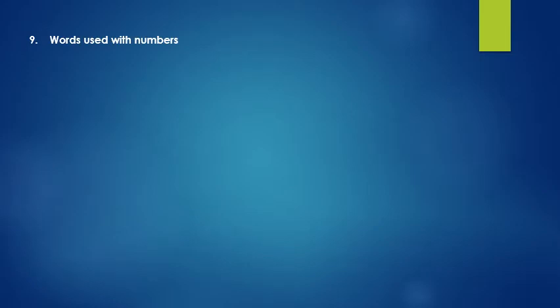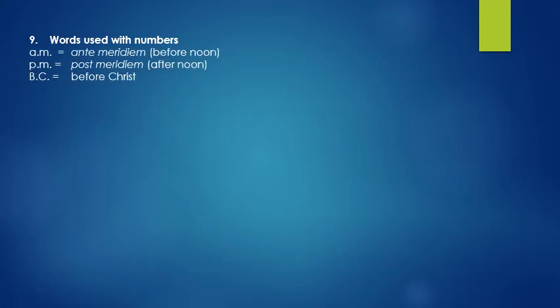Words used with numbers. AM, PM, and BC. So AM, there I've written you the Latin word just to show you that these words are not made up, but it means it's before noon, so it's before 12 o'clock. PM is afternoon, so that is after 12 o'clock. And BC means it is before Christ.